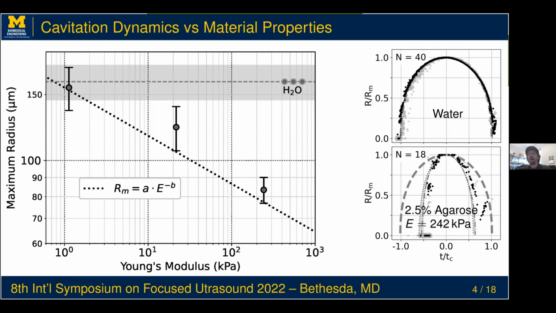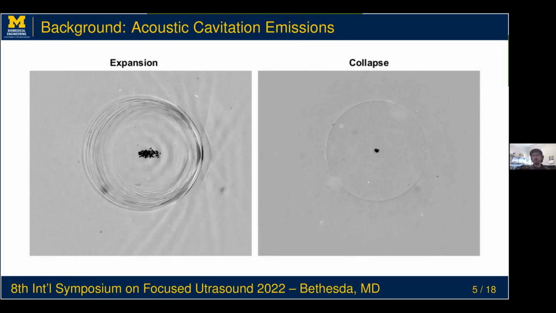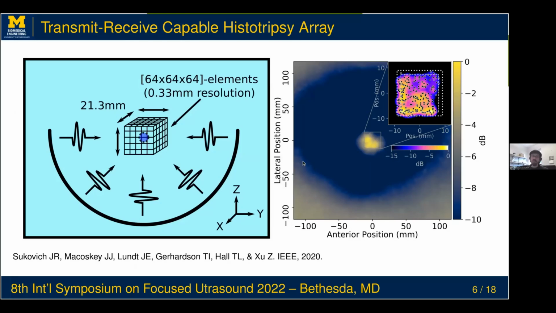And so then you might think, how do you do that through the skull? Because it's opaque. So the answer that we came up with is acoustic cavitation emission signals. So we know that during the expansion and collapse of a bubble, they emit shock waves, and you can measure these shock waves, which would then tell you the cavitation lifespan. And we've previously demonstrated at least that we can measure the cavitation nucleation signal through the skull to do cavitation localization, but the old transmit-receive capable histotripsy array we had wasn't sensitive enough to monitor the collapse signals.